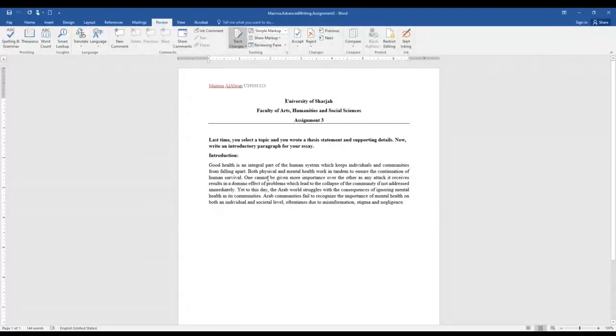Good health is an integral part of the human system, which keeps individuals and communities from falling apart. Good. This is a general statement. Both physical and mental health work in tandem to ensure the continuation of human survival. One cannot be given more importance over the other, as any attack it receives results in a domino effect of problems which lead to the collapse of the community, if not addressed immediately.